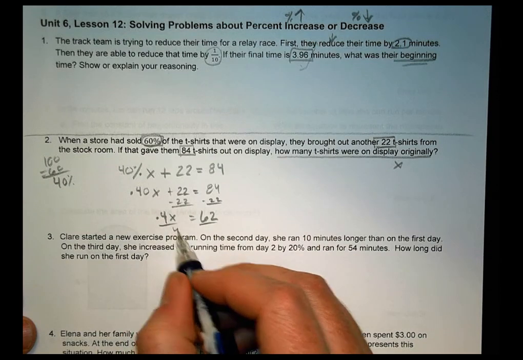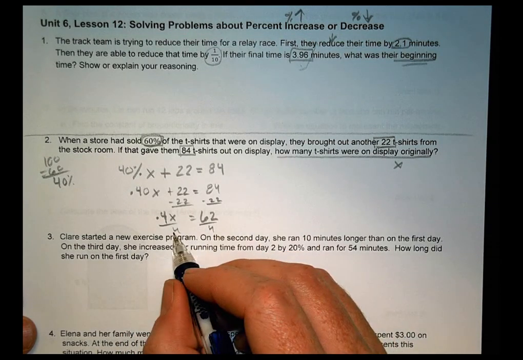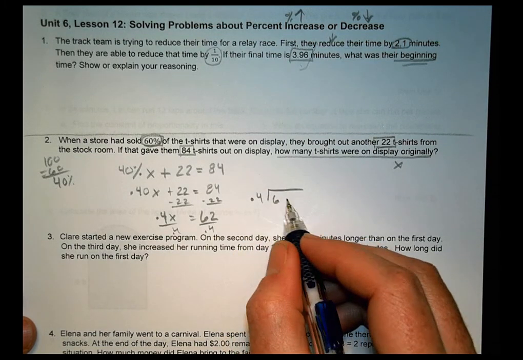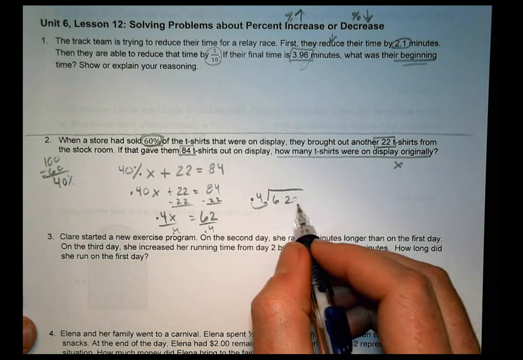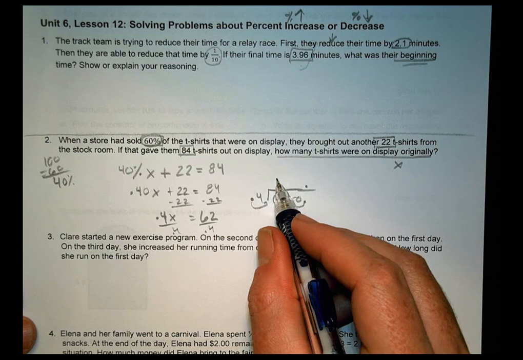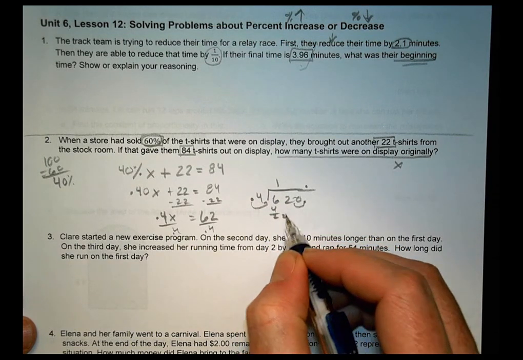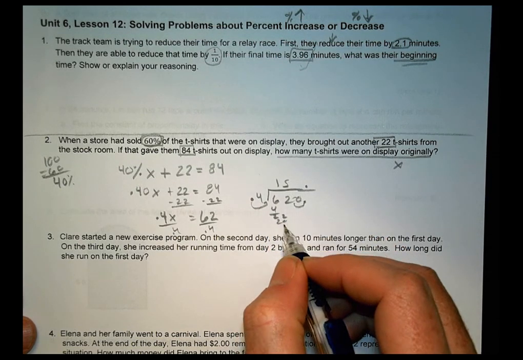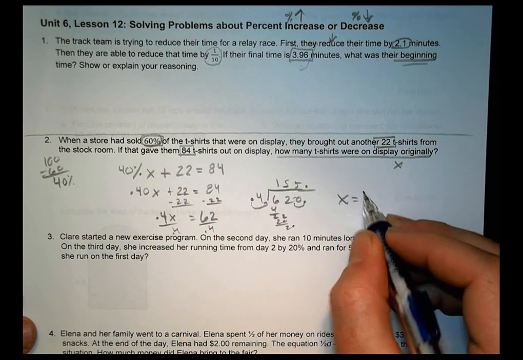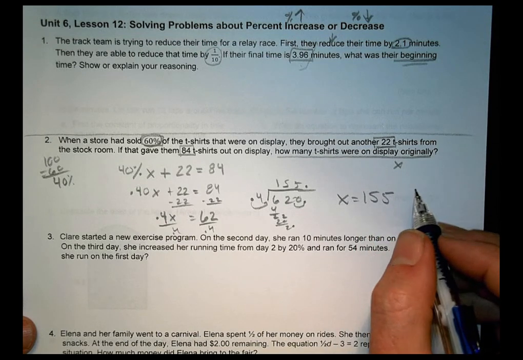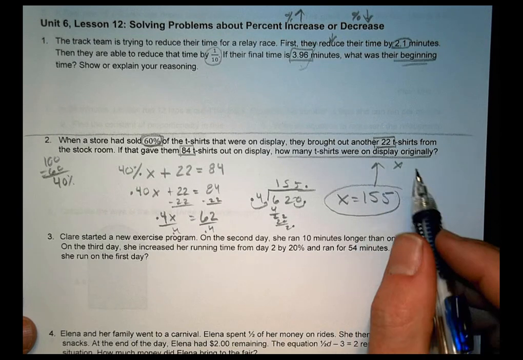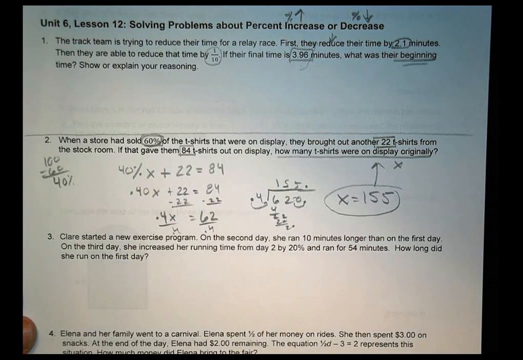We divide both sides by 0.4, and we find out that 0.4 goes into 62. Move the decimal one, which means move this one over one more, and put it up on top right away. 4 goes into 6 one time, subtract. 4 goes into 22 five times, subtract, and 4 goes into 20 five times. So we find out that x equals 155. How many shirts were on display originally? 155 shirts were on display originally, because that was my value for x.